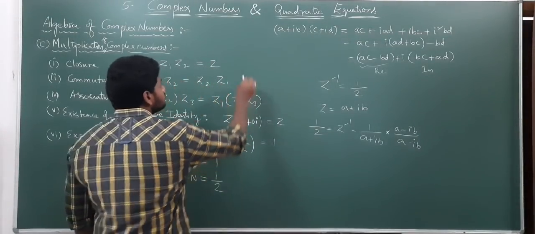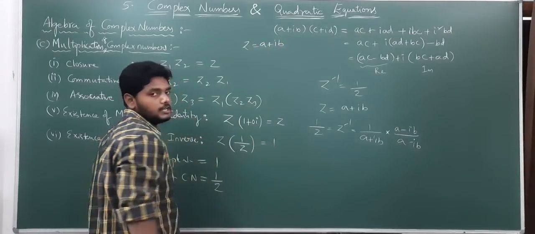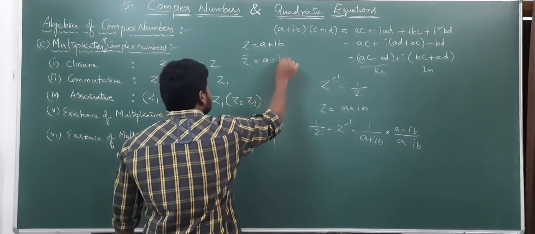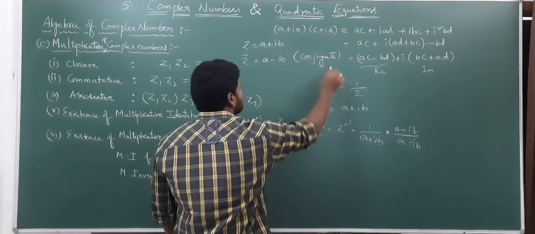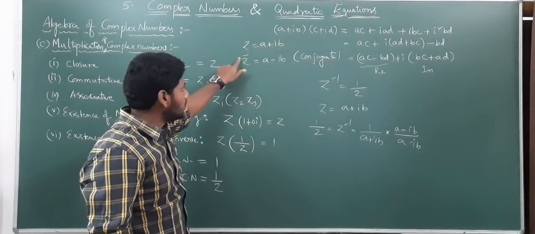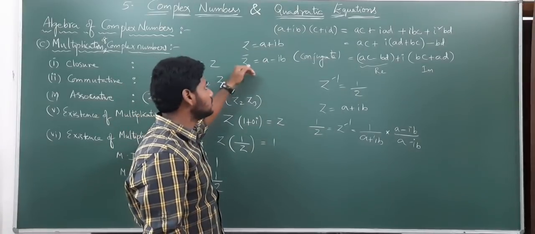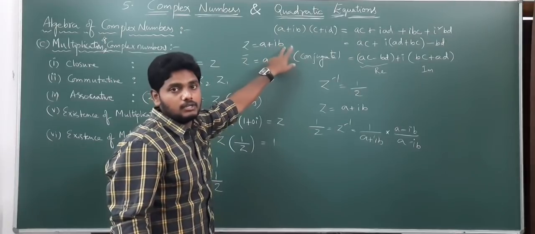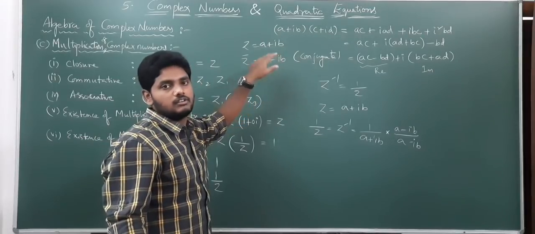For the conjugate, if z is equal to a plus ib, then z bar is nothing but a minus ib, which we will consider as the conjugate. If a plus ib is a complex number, we represent its conjugate with z bar, which is equal to a minus ib. Here you need to remember how to write the conjugate of a complex number. For the imaginary part b, you need to put a negative sign. If negative is there, it will become positive. If positive is there, it will become negative.